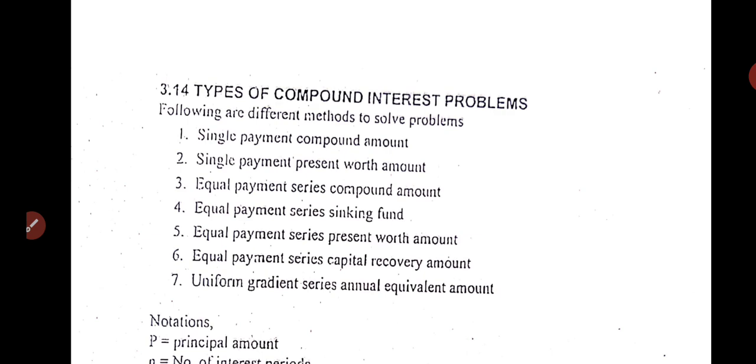Now we will see the fifth one, equal payment series present worth amount. The objective of this mode of investment is to find out the present worth of an equal payment made at the end of every interest period, at an interest rate of I compounded at the end of every interest period. So this is very simple.